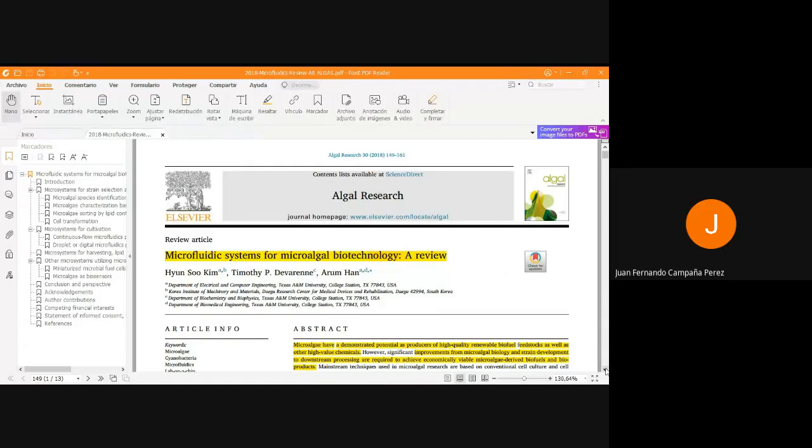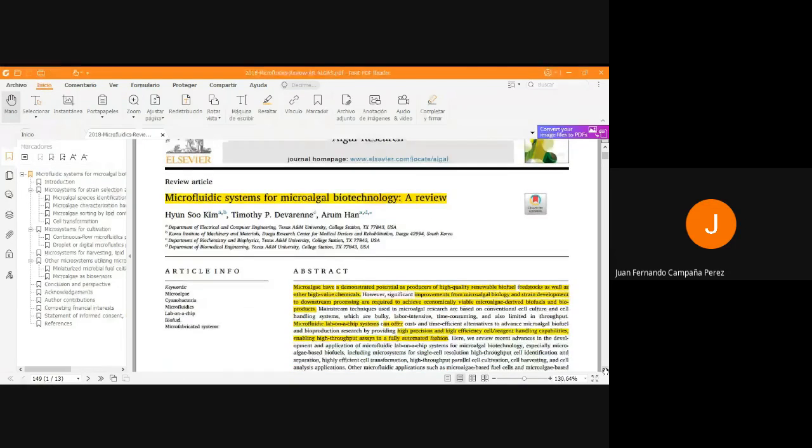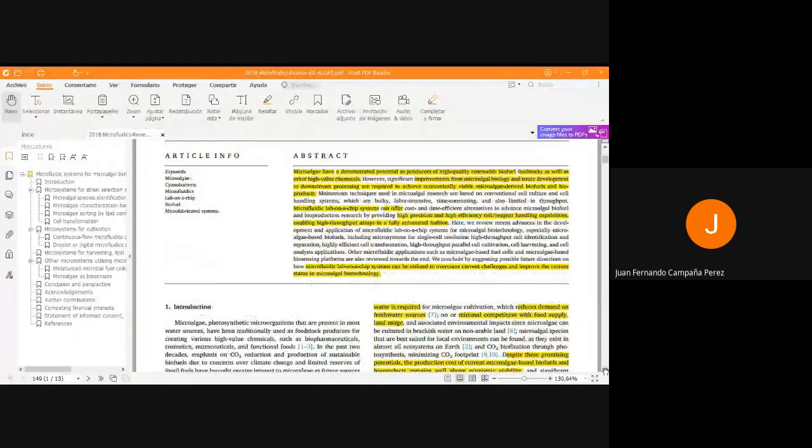Thank you. So, this time I'm going to talk about this review, microfluidic systems for microalgae biotechnology. Microalgae have a demonstrated potential as producers of high quality renewable biofuel feedstocks, as well as other high value chemicals. Improvements from microalgal biology and strain development to downstream processing are required to achieve economically viable microalgae-derived biofuels and bioproducts.